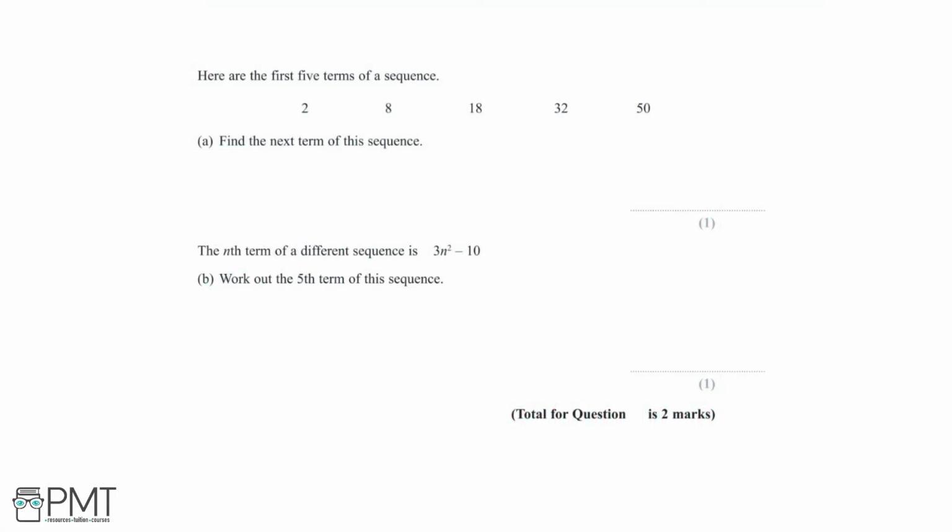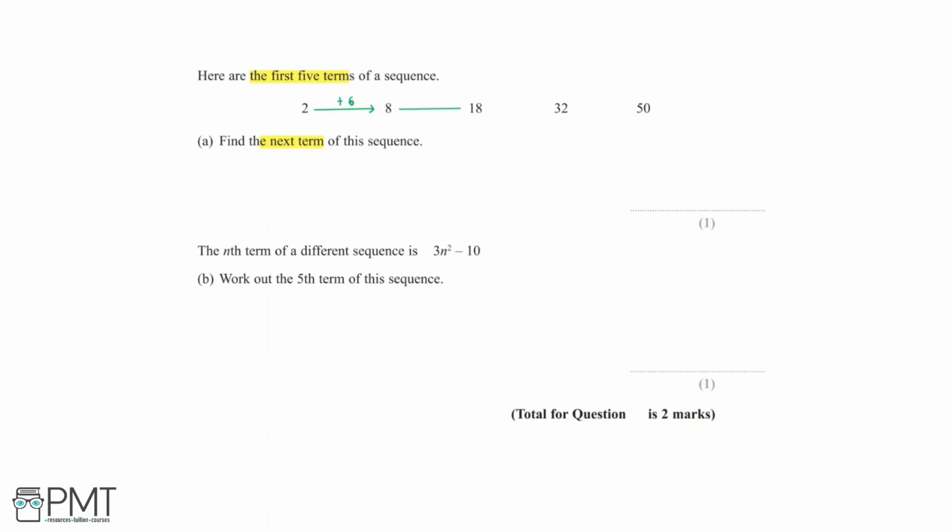In this question, we're given the first 5 terms of a sequence, and in part A, we need to find the next term of the sequence. Now in order to do this, we need to find out the pattern to get from one term to the next. And so to get from 2 to 8, we add 6.